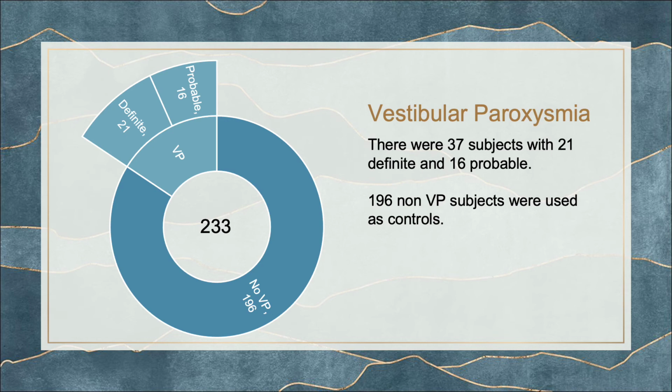Moving our focus now to vestibular paroxysmia, there were 37 subjects with 21 definite and 16 probable. Our study was a retrospective study from 2010, and the diagnostic criteria was published in 2017. Hence, the diagnoses were given based on the history given by the patients. The remaining 196 out of the 233 subjects without vestibular paroxysmia were used as controls.